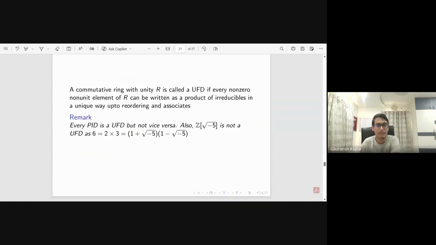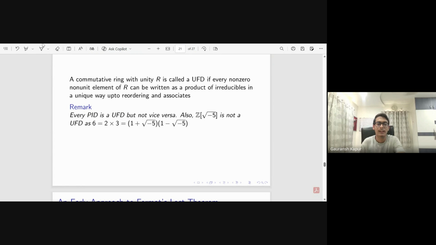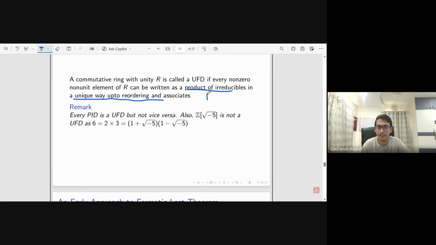Okay, so let's talk about unique factorization domains. These are rings where every non-zero non-unit can be written as a product of irreducibles in a unique way, up to ordering and associates. One example is the integers, because by the fundamental theorem of arithmetic, every integer a is a product of p_i to the e_i, where the p_i are primes, and this is unique up to reordering.